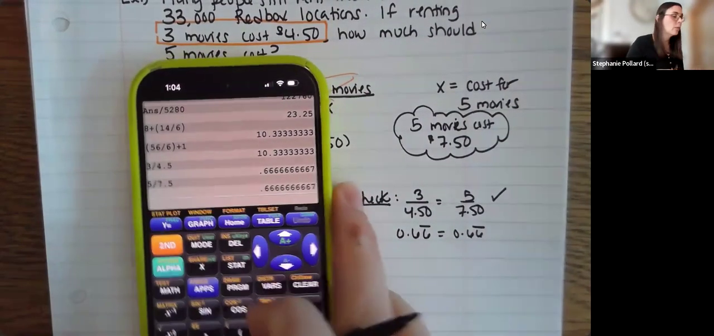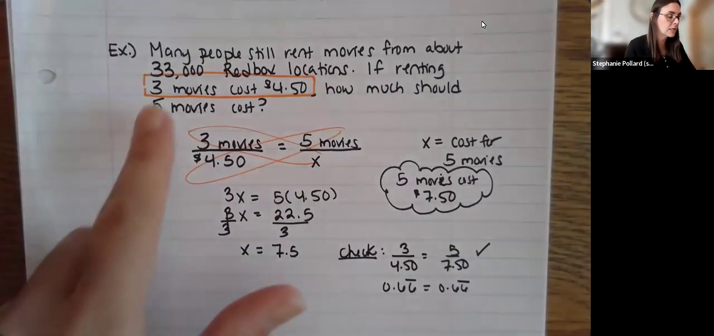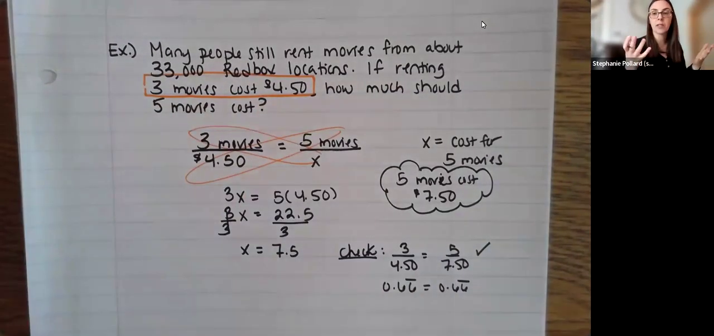And again, this is just one way to do it. Other students may have recognized that, well, hey, if 3 movies cost $4.50, then 1 movie must cost $1.50, right? So you could have also done it that way and then multiplied that by 5. So there are different strategies, of course, but the goal was to just show you how to use proportions in this case.